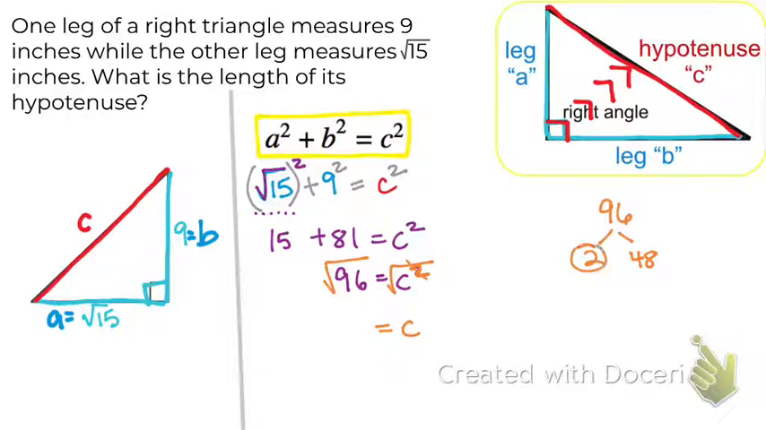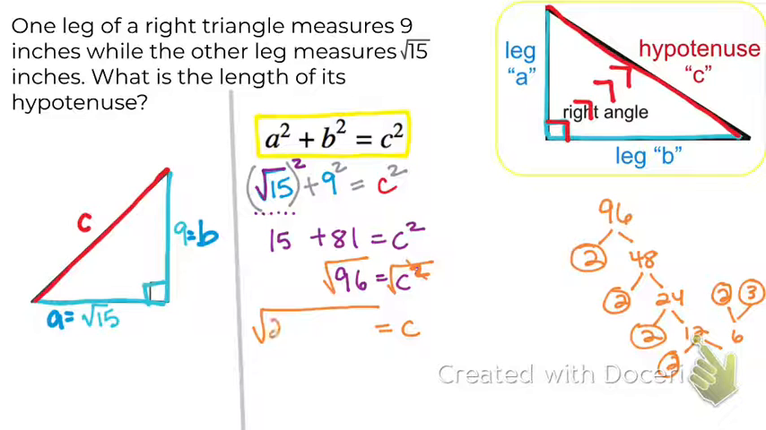And then once you have a prime number, I always circle that. And then 48 is the same as 2 times 24. 24 is 2 times 12. 12 is 2 times 6. And then 6 is 2 times 3. So square root of 96 is the same as 2 times 2 times 2 times 2 times 2 times 3.